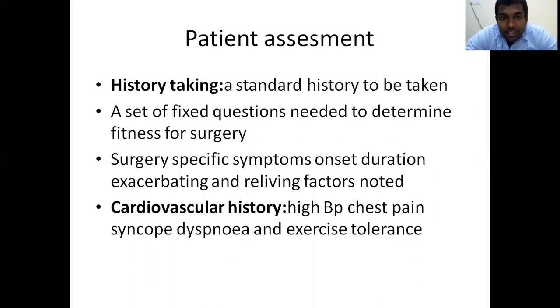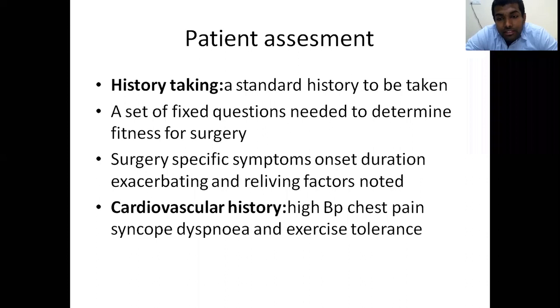Now, how do you assess the patient? History taking. A standard history needs to be taken. A set of fixed questions needs to be asked to determine the fitness for surgery. Like you can ask the patient if they'll be able to climb a flight of stairs without breathlessness. That will give you the cardio and respiratory status of the patient.